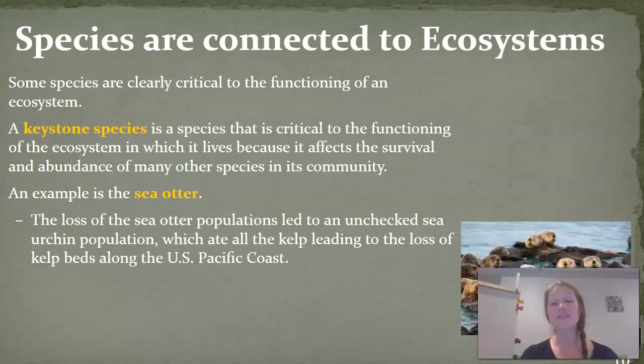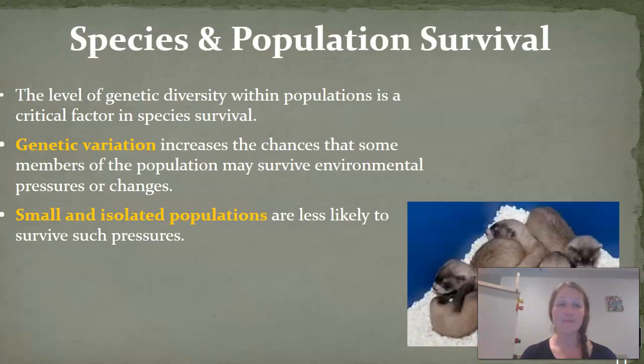But when we decimated the sea otter population, and that was something that we did by disruption of habitats, the sea otter population declined, and therefore the sea urchin population increased because there was nothing there to eat it. With more sea urchins, they ate more kelp, and then we had a loss of kelp in the kelp beds along the US Pacific coast, which can have ramifications then in the underwater community.